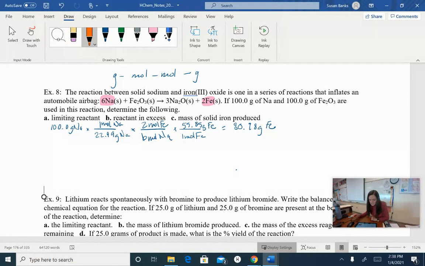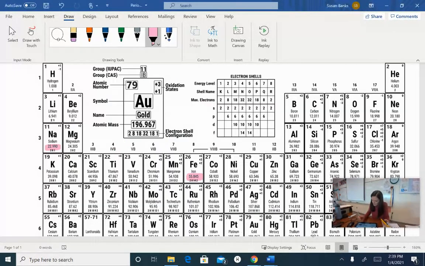Now we get to do the same thing with our 100 grams of iron 3 oxide. So 100 grams of iron 3 oxide, and I need to find my molar mass of iron 3 oxide. So we just said that iron was 55.85 grams per mole. We've got 2 irons and we've got 3 oxygens. So let's add that up. And oxygen, if you remember, let's take a gander. It's 16.00.